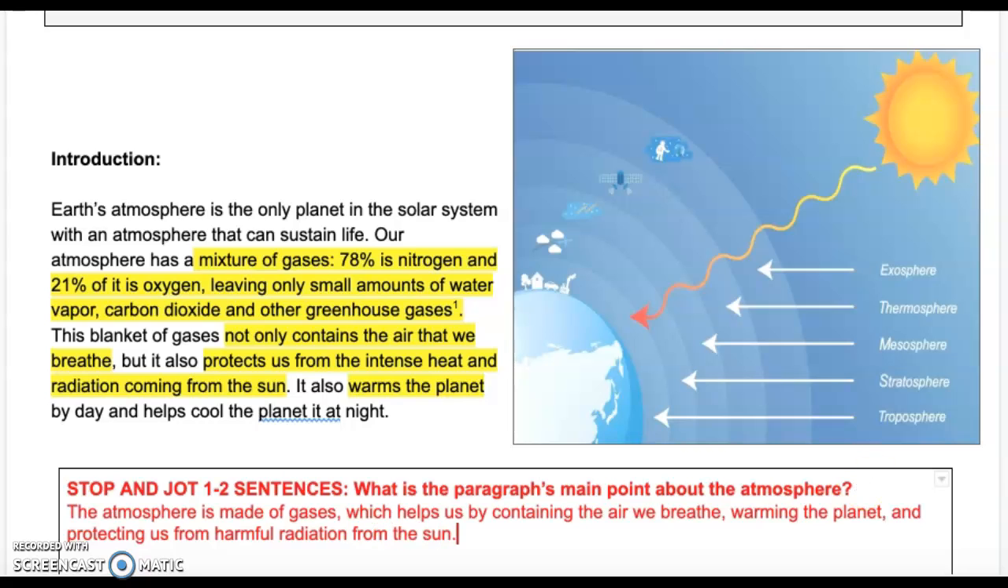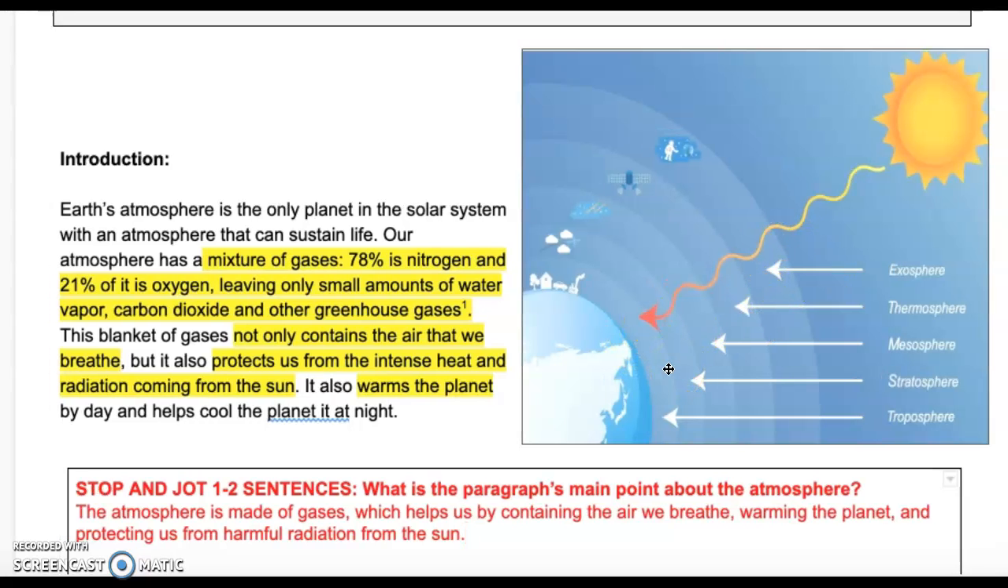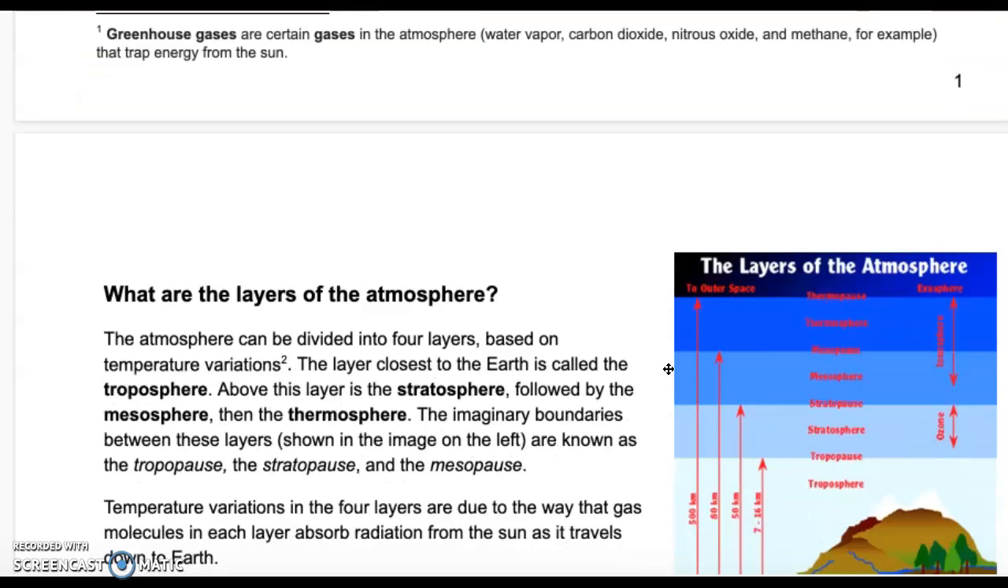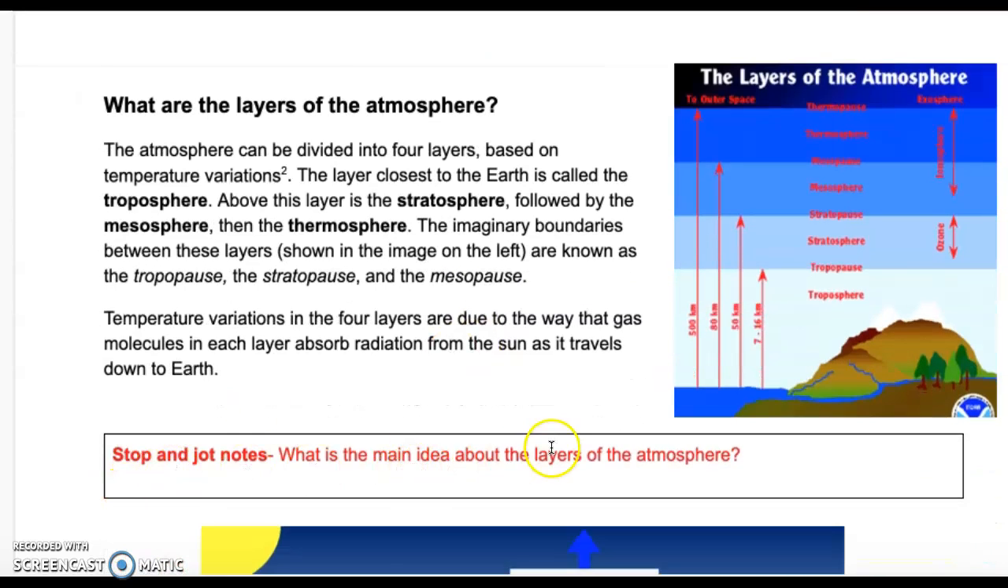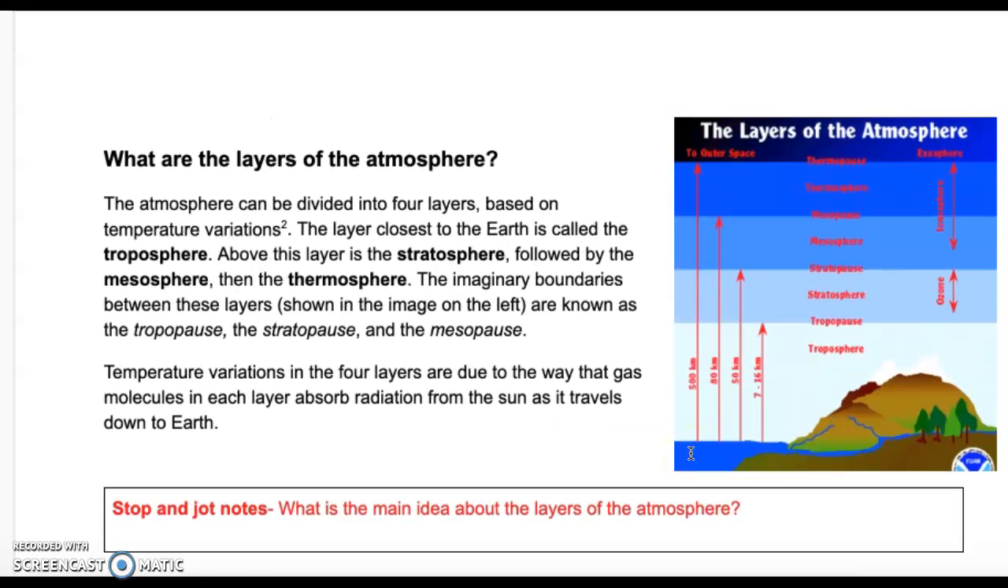sun. And I see here is like a little preview of what we're going to read more in depth, just pointing to and labeling these different layers of the atmosphere. And I see that in order to get to the Earth, the solar radiation from the sun has to travel through all of these atmospheres. So let's see what this text says next. So let's see what we're going to be looking for. What's the main idea about the layers of the atmosphere?